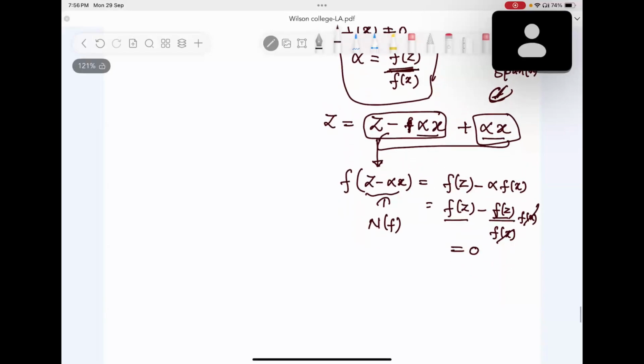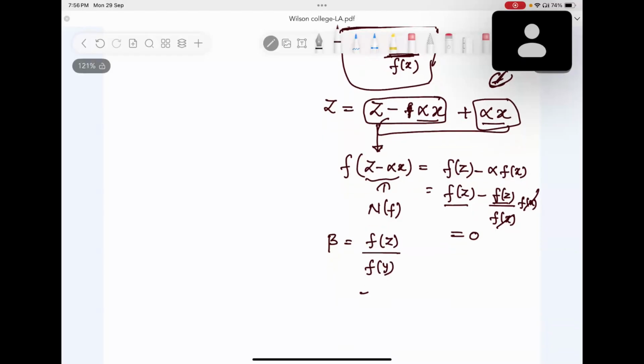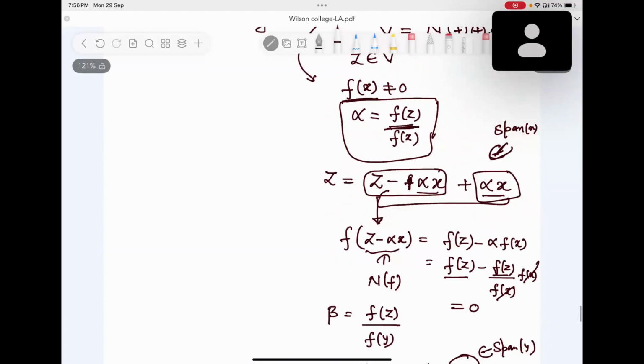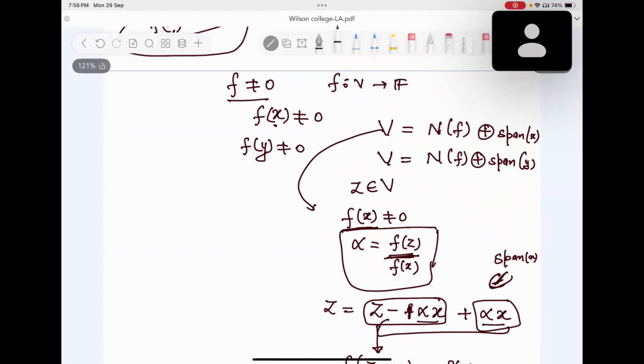Now the same thing you can do if you take your beta as f of z divided by f of y, where z is your member. Now you can write your z as z minus beta y plus beta y. So this definitely belongs to the span of y, and this belongs to the null space of f. And you can verify this.